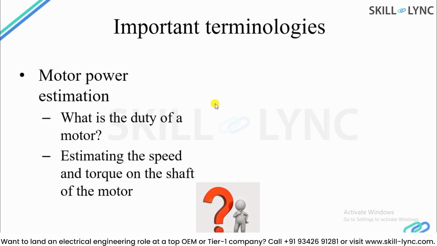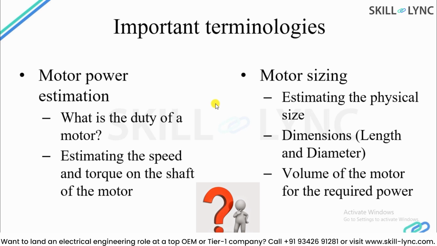In some cases it may be similar. So what is the meaning of motor sizing? Motor sizing is basically getting the idea of the physical size of the motor. What do I mean by physical size of a motor? It means what is the diameter and length of the motor. Usually the motors are of cylindrical structure and they are defined mechanically by diameter and length, right?